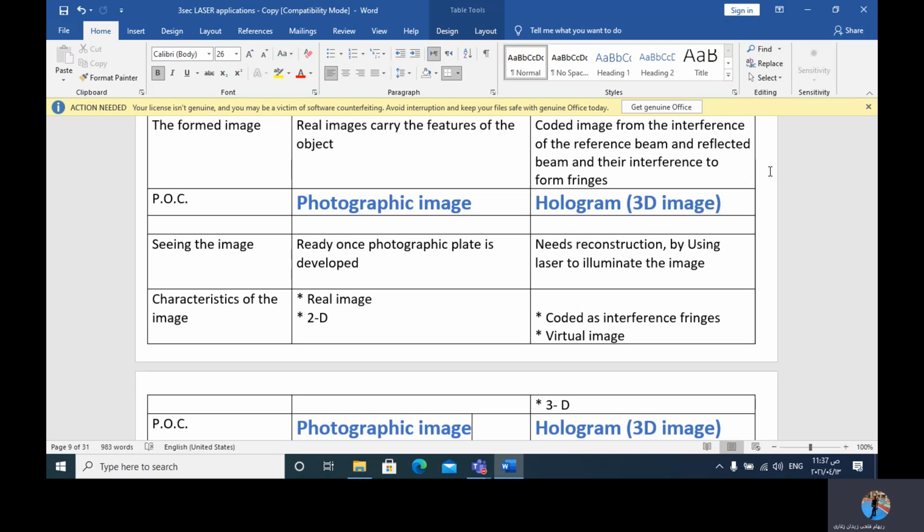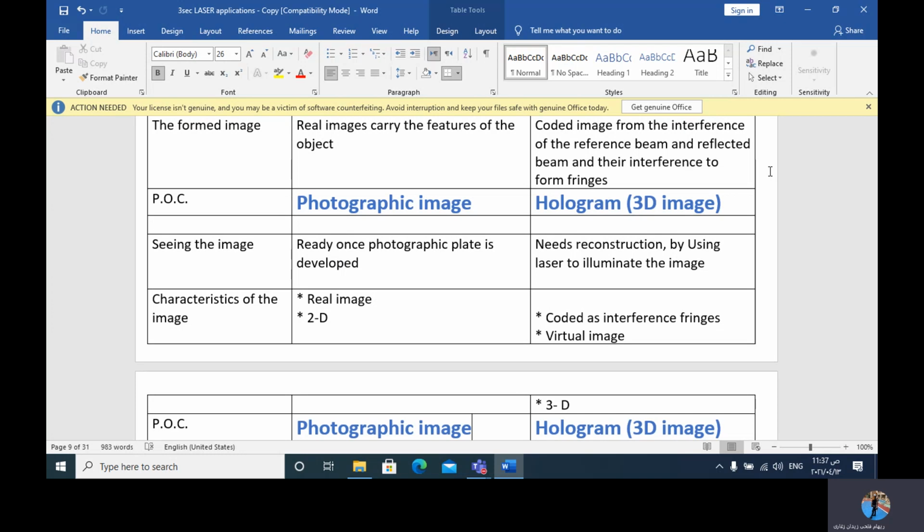But in hologram, things are different. I need to reconstruct by using laser to illuminate the image, which means that I don't have a ready image. I need to reconstruct it using a laser, as we talked before. So I use a laser, I illuminate the image using this laser, and this is how I see a virtual 3-dimensional image as a hologram.